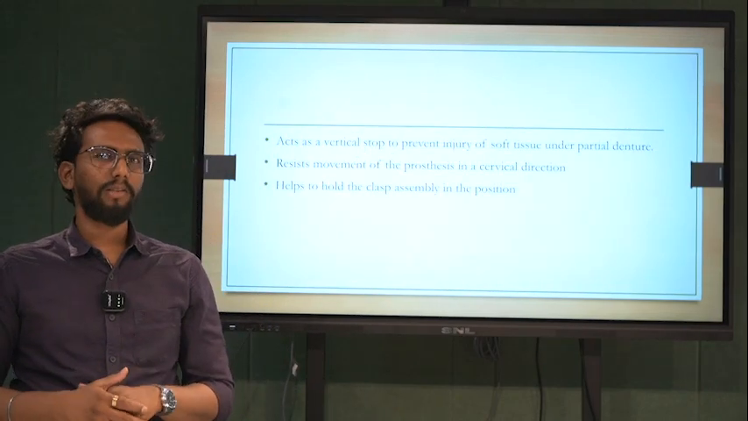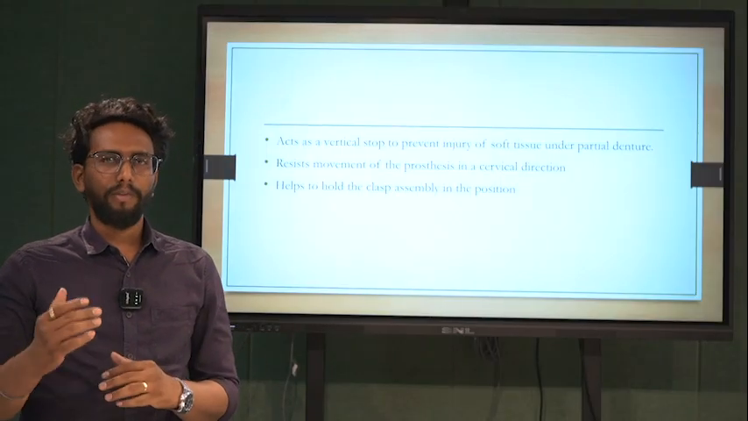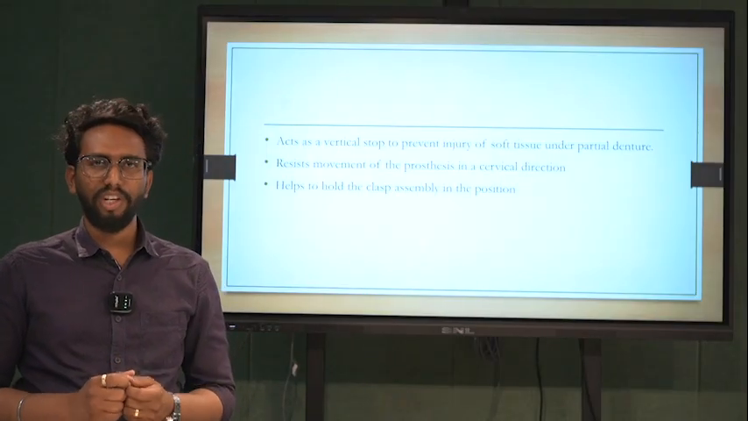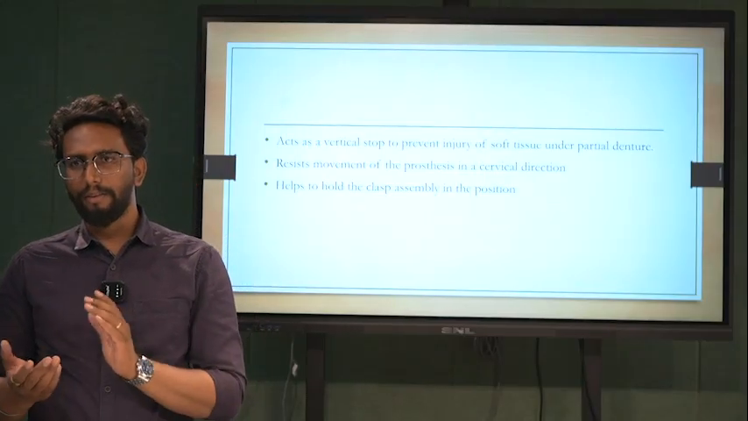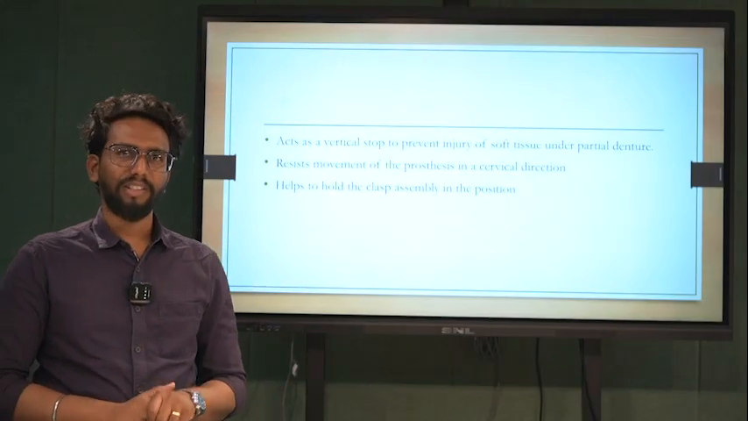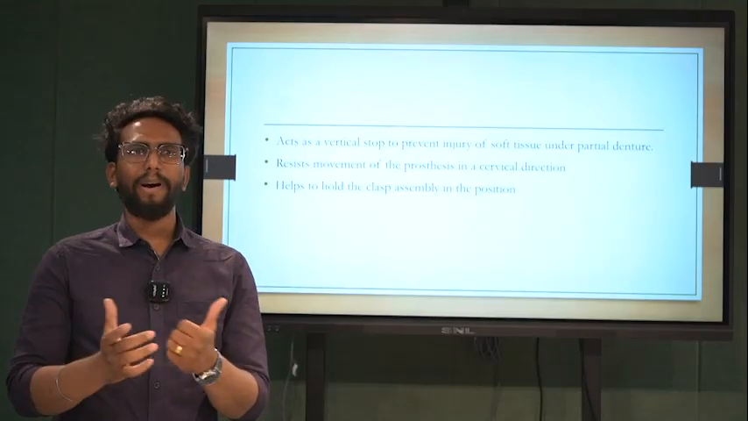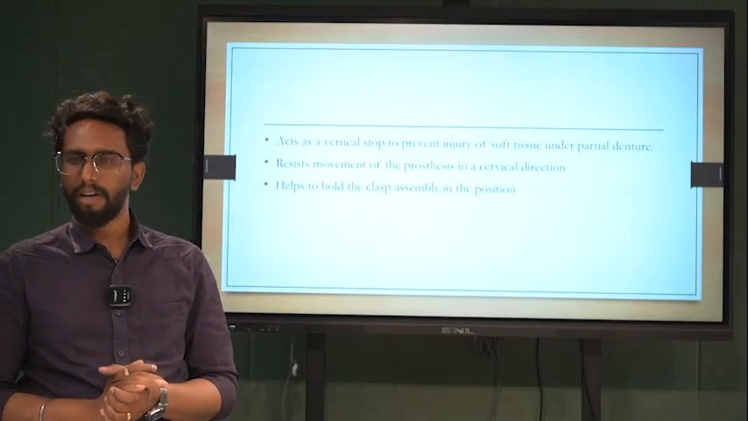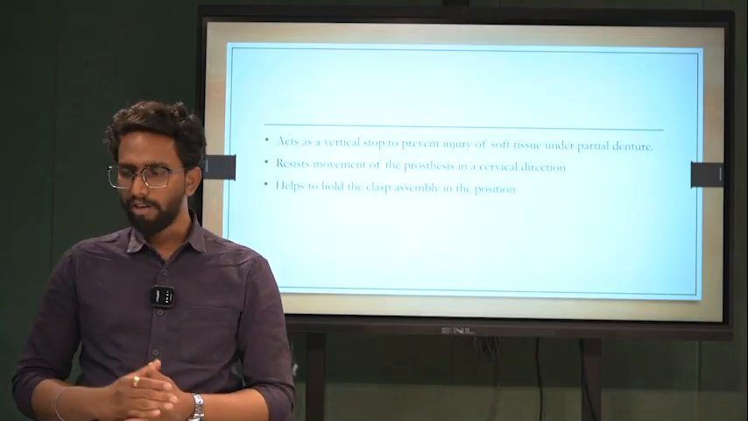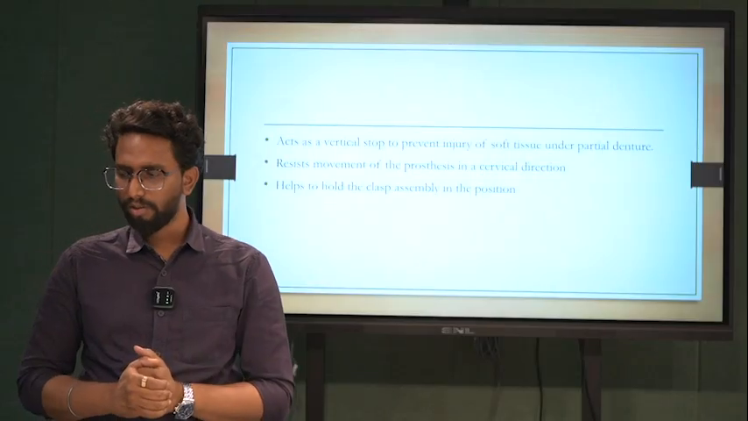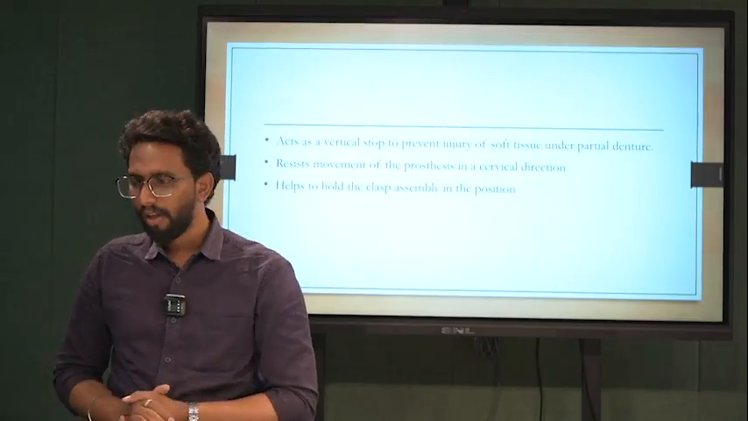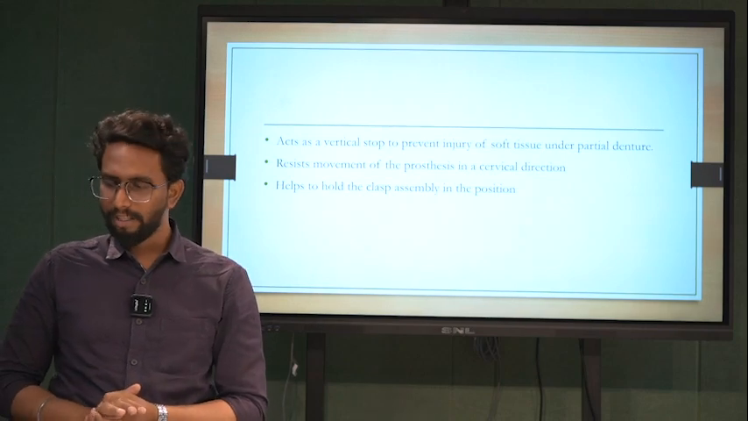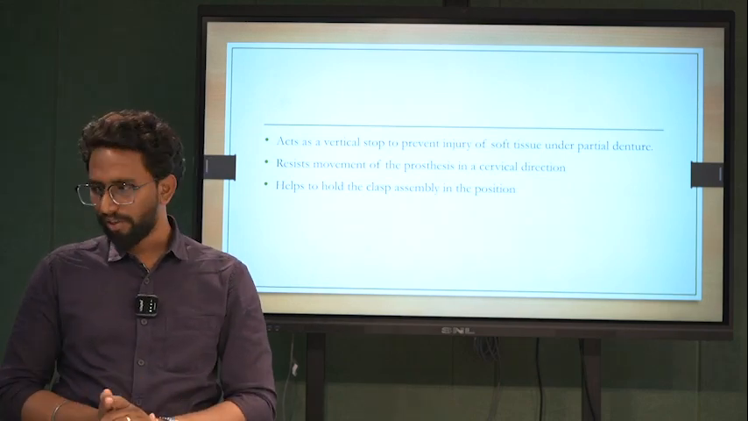By preventing this vertical movement, it prevents soft tissue injury of the underlying cast partial dentures, like the gingival margin around the abutment tooth. It also resists the movement of the prosthesis in the cervical direction, or a downward direction. It also helps to hold the clasp assembly in position.